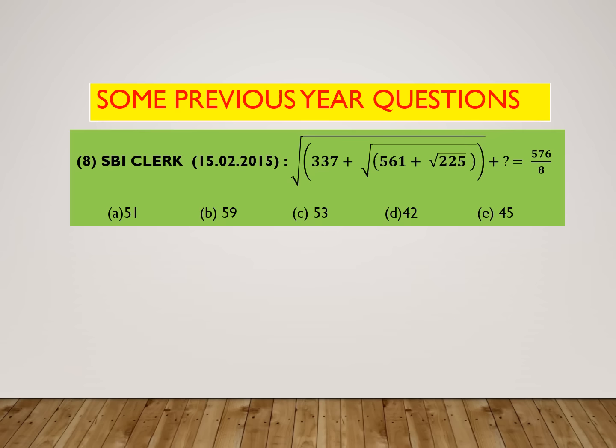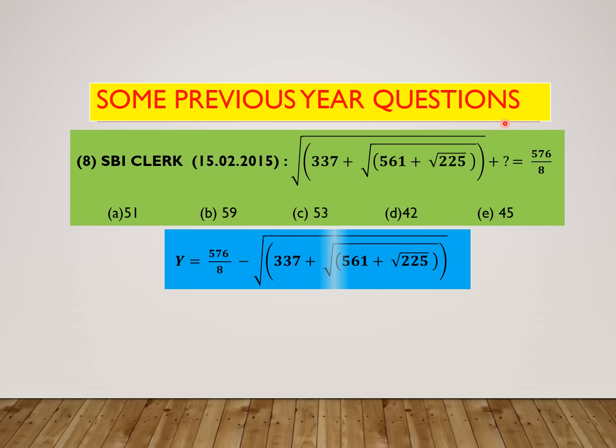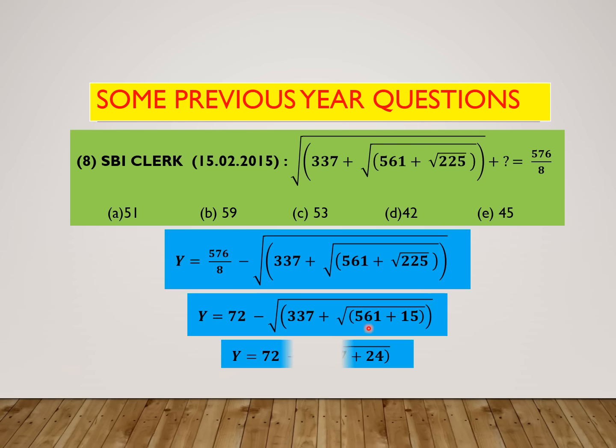In order to solve this question, the square root which is most inside should be solved first, and then we should come outside. So at first we will solve the square root of 225, which is equal to 15, and 15 plus 561 is equal to 576. Then the square root of 576 is equal to 24, and then 337 plus 24 is equal to 361. So square root of 361 is equal to 19. Therefore we will get y is equal to 72 minus 19 is equal to 53.